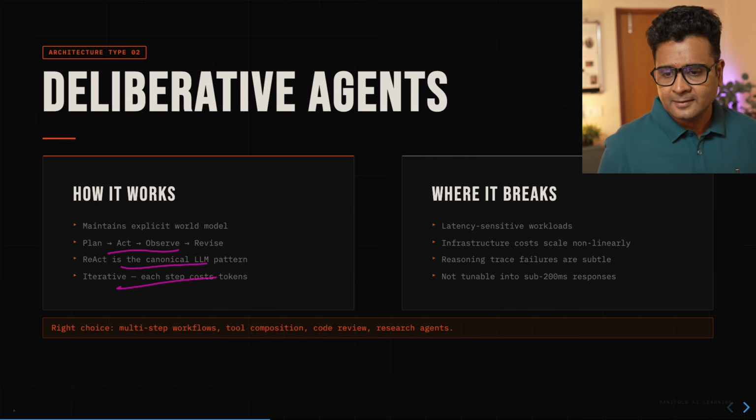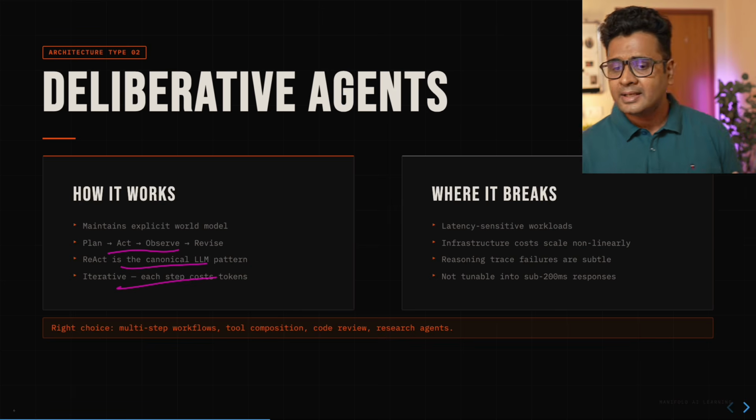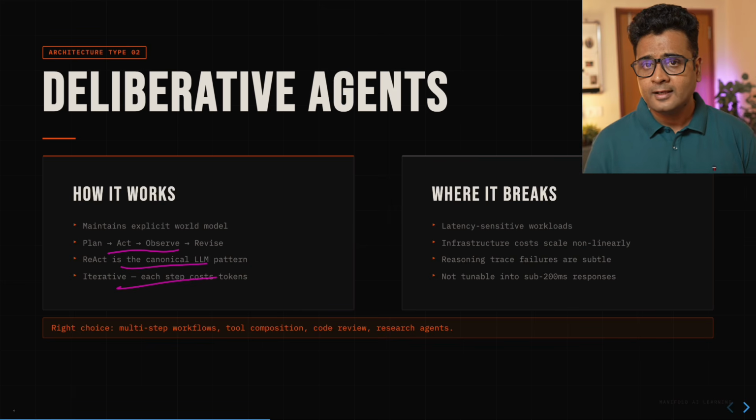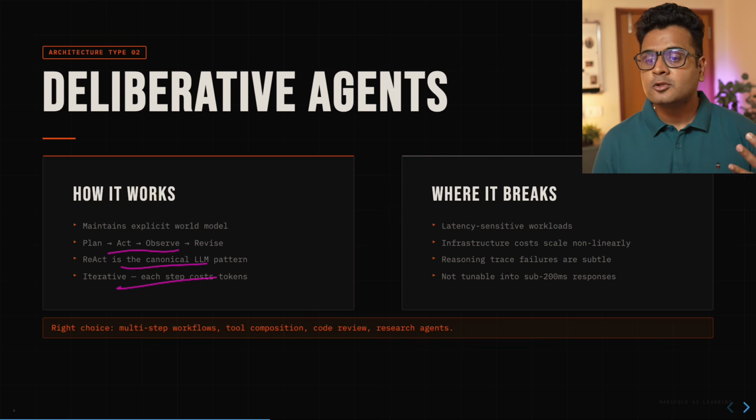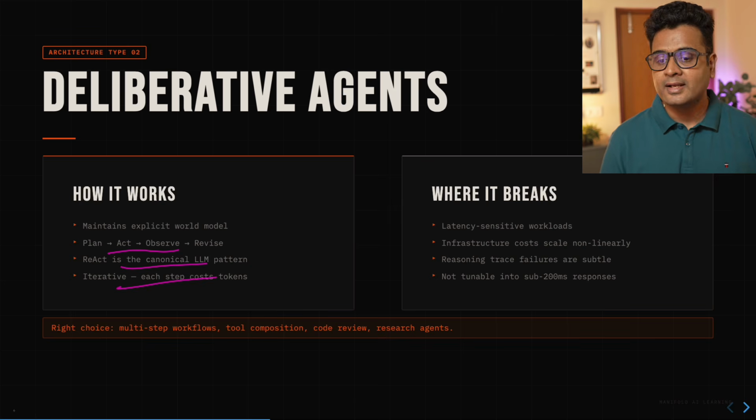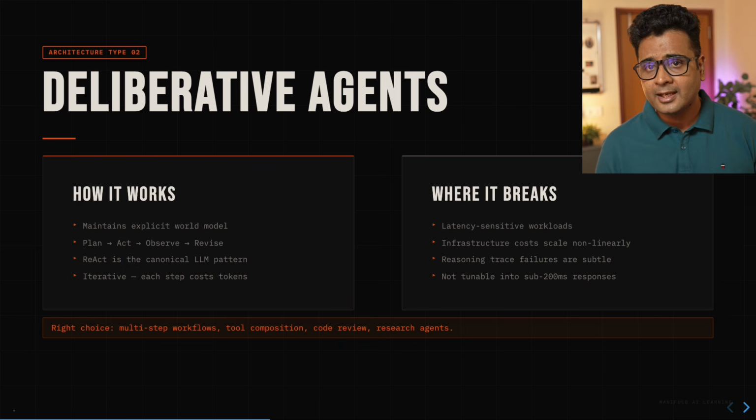Deliberative agents are the right choice whenever you're dealing with a task that requires multi-step reasoning, tool composition, or goal-directed behavior across multiple conversation turns. That's where they're suitable: research agents, workflow agents, code generation with validation. In all those scenarios and applications, deliberative agents are the most effective.